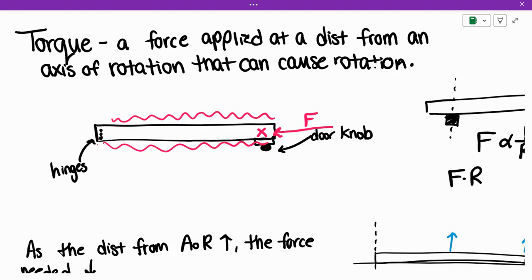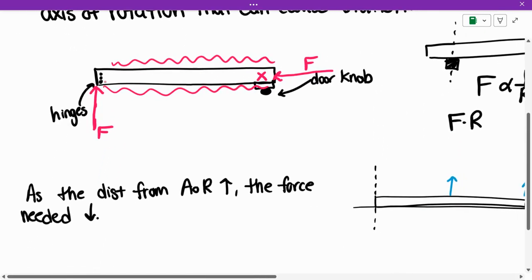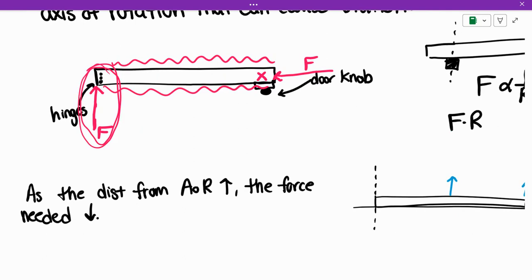If I apply a force right on the hinges of the door, that's also not going to cause any rotation. So that's why I'm drawing these forces in red, signifying that they don't cause any rotation. Okay. So that's kind of going to tell me a few things. This part here tells me that if I'm at the axis of rotation, if my force is at the axis of rotation, we cause no torque.